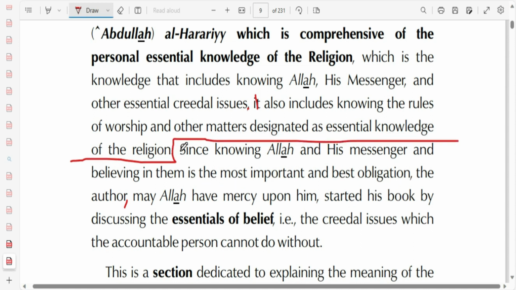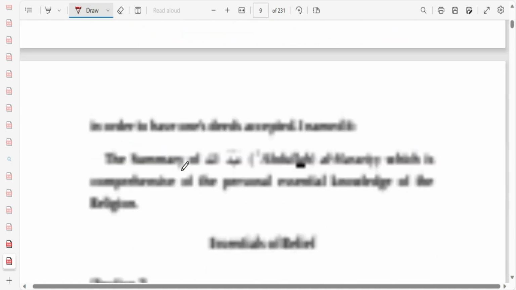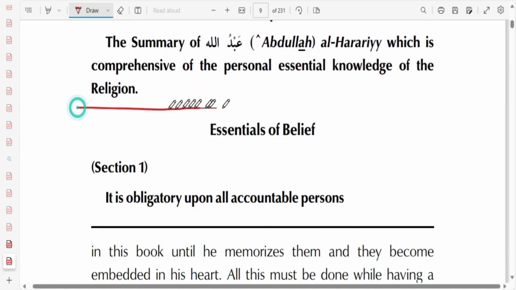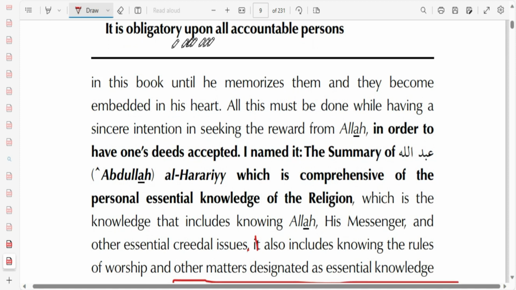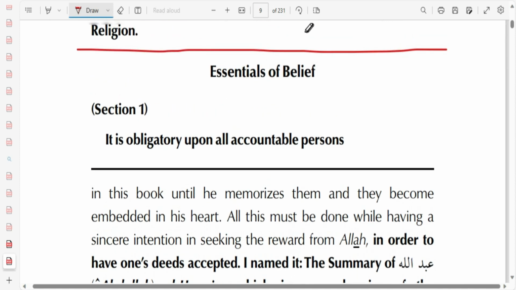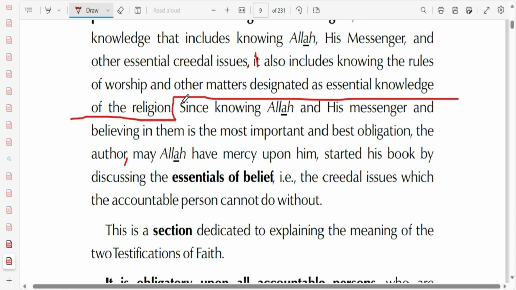Looks like the next section, and perhaps this could use a page break, start a new page, because all what we just read was an introduction. See there, up top, they just didn't put a page break there. Essentials of Belief, Section 1. It is obligatory upon all accountable persons. That's the original text. So it looks like, yeah, here, this could stand to be a page break. And then, so that's clear in your mind, inshallah.